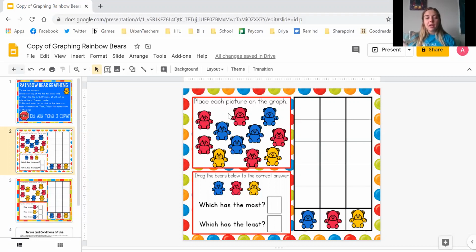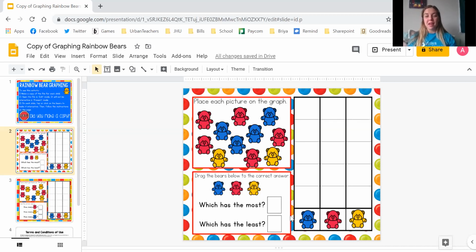All right, so this graph has three types of bears. You guys are going to help me move the bears into the right spaces. We're going to match the bears to the color and put them in a box. Every bear gets one box, or every box gets one bear. That way we can count the bears at the end. We're going to see which color bear has the most in the graph and which color bears has the least. Remember, most means a big number. Least means the small number. Are you guys ready to get started?